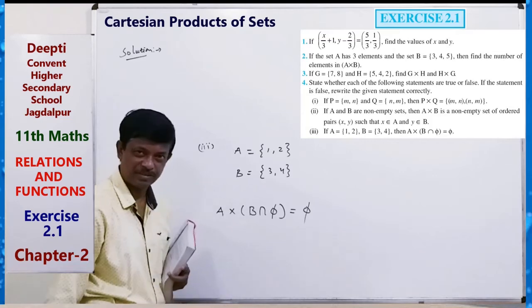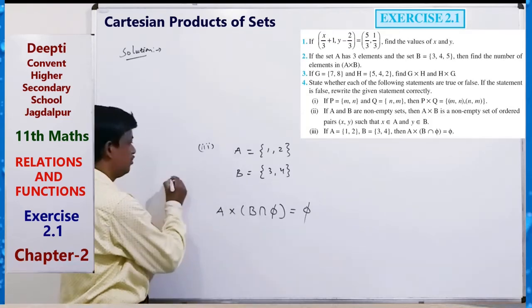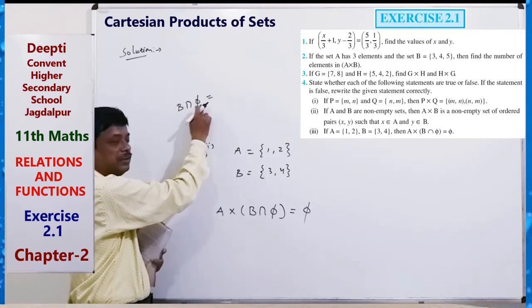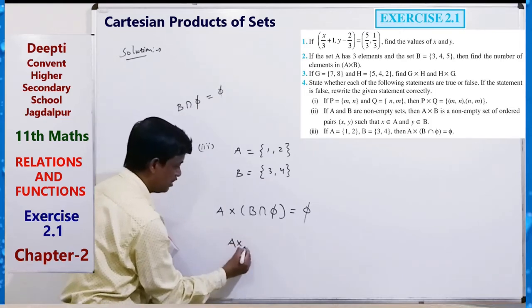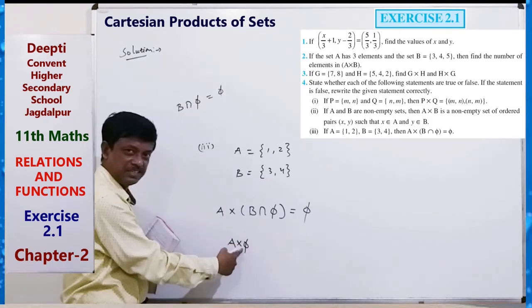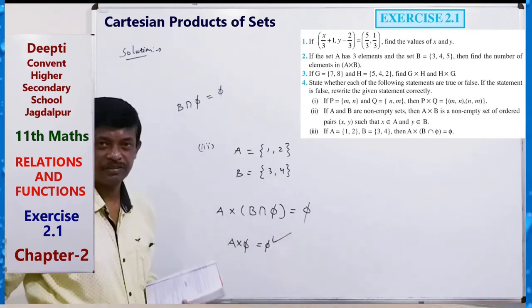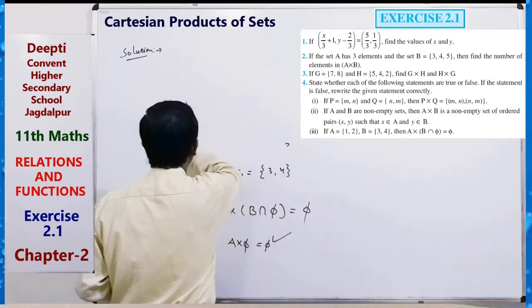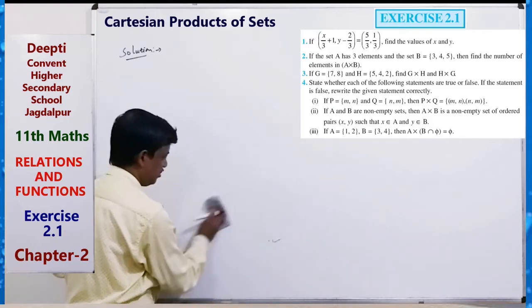Right. Because why? B intersection 5. What will be the value of B intersection 5? That is the empty set. If this is empty, then A cross the empty set is the empty set. So this is equal to the empty set, right? So true. So you have to write logically in your copy. Okay. So write this question in your copy.